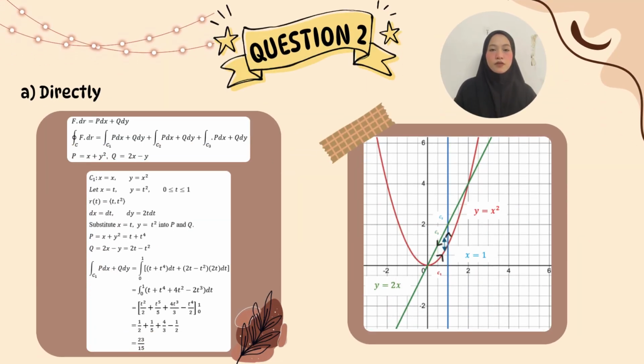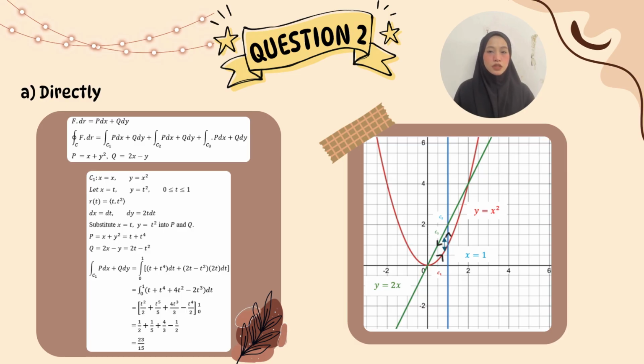For part A, we will evaluate the line integral directly. From the graph on the right, the closed curve C is made up of three parts, which are C1, C2, and C3. The vector field is given as P = x + y² and Q = 2x − y. On this slide, we will show the working for C1, which is y = x² from x = 0 to x = 1. To parameterize, we let x = t and y = t², where t goes from 0 to 1. Then dx = dt and dy = 2t dt.